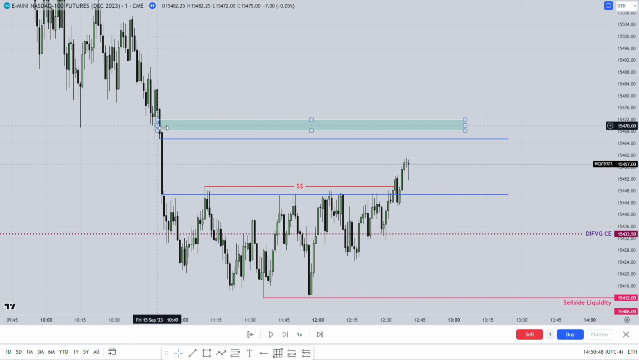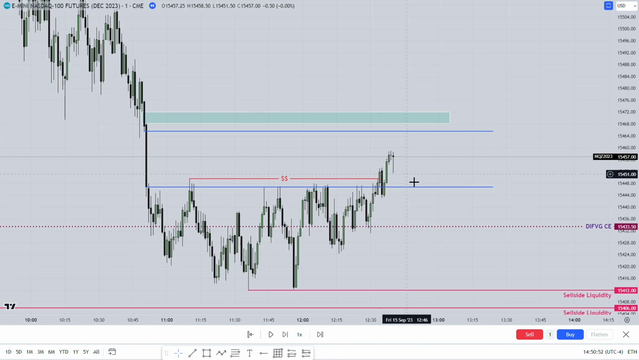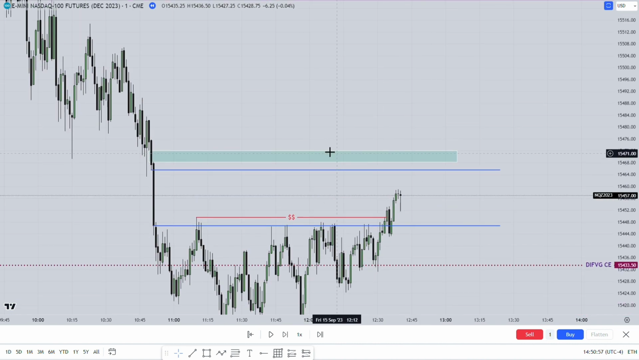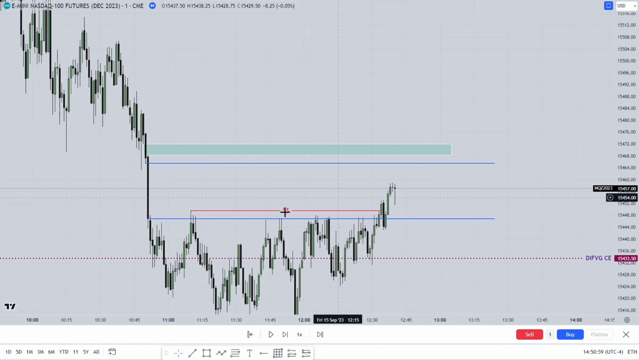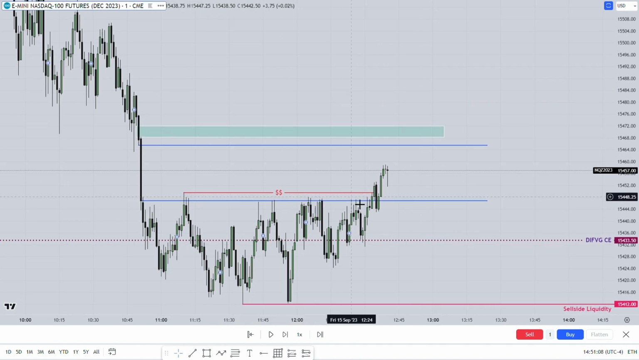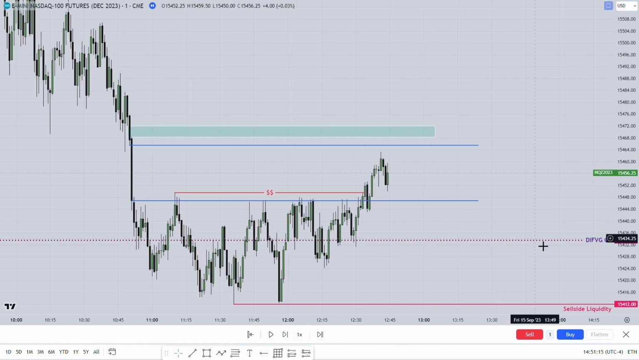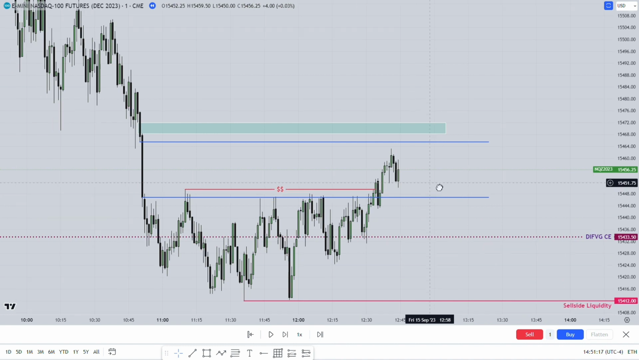That means the imbalance. Price always moves for two things: either it will go for the liquidity, or it will go to balance an imbalance. So you see this is an imbalance, it has traded this imbalance, the consequent encroachment, which is a very powerful place for reversing. And it has already cleared all of this buy side liquidity. Let's see what happened. So the market went higher.